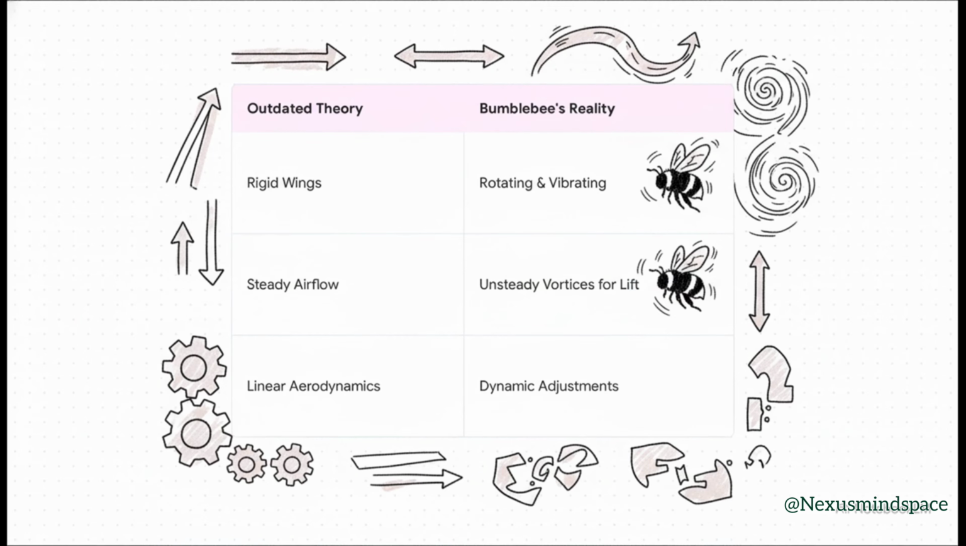The old theory assumed rigid wings. But in reality, a bee's wings rotate, they vibrate, they even change direction in the middle of a flap. The old theory needed steady, smooth airflow. But what does the bee do? It creates chaos. It makes these tiny, unstable whirlpools of air, called vortices, that generate an incredible amount of lift. It's this dynamic, messy dance, not some simple, clean equation.